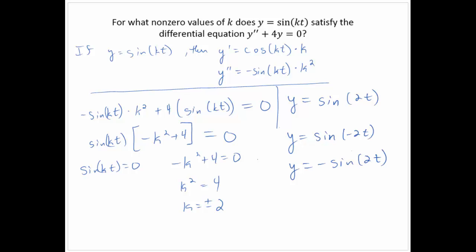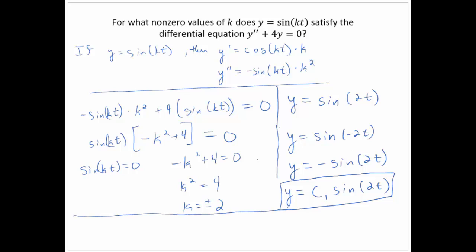And in fact, what we'll see later on in a differential equations course is a general solution is some c1 sine of 2t. In fact, any solution of the form y equals c1 sine 2t is a solution. But in fact, we can even go a little further. It turns out that for this differential equation, y equals c1 sine 2t plus c2 cosine 2t is the most general solution.